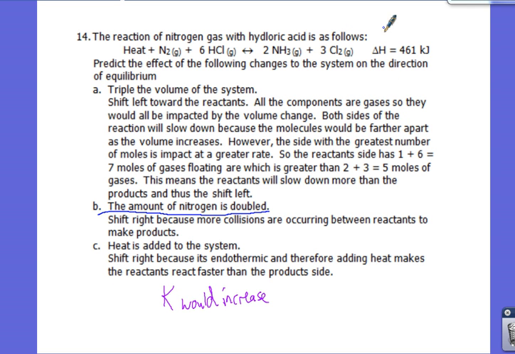Heat is added. We've talked about this. This is endothermic, so heat is a reactant. Adding more heat would shift it to the right. And because it's shifting to the right, the equilibrium constant would increase. If it's shifting towards the right, we'd have more products, less reactants, like the R small on purpose, and therefore K would increase with the temperature change.